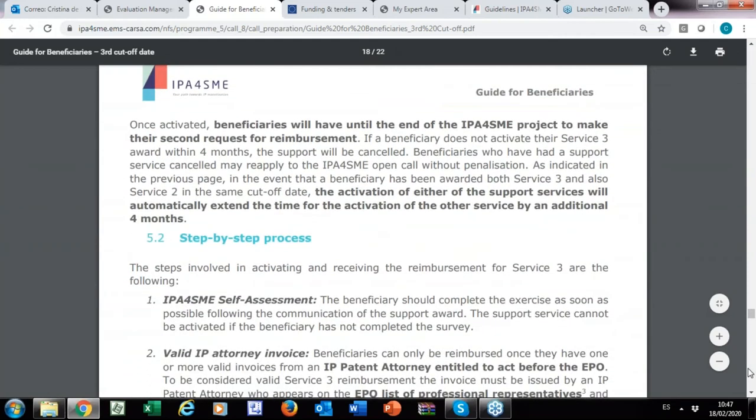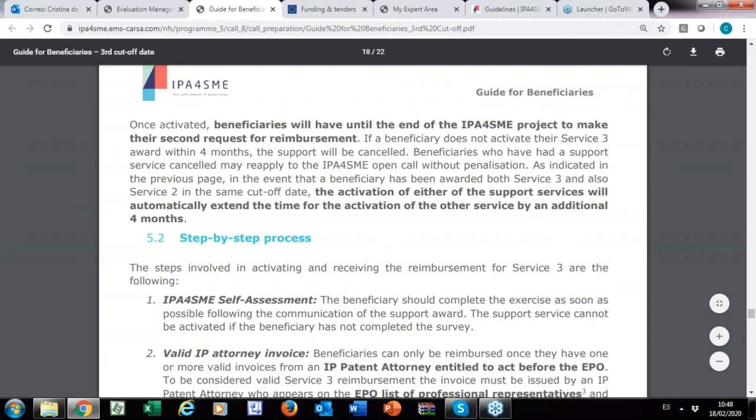And once activated, this is important. This is what I was referring also earlier. Once activated, meaning that activation is making the first payment request, you will have until the end of the action, to the end of 2021, to do the second payment request, so to achieve the maximum grant for that service. Okay. If you achieve the maximum in the first, then of course you're done, and you don't have to wait until the end of the action to make a second because you've reached already the maximum. But if you have not reached the maximum in the first one, you have until the end of the action to organize yourself, plan and collect invoices and so on to make the second request.